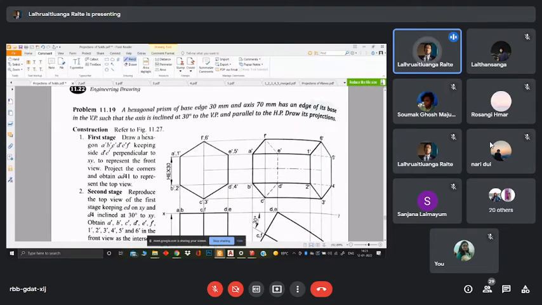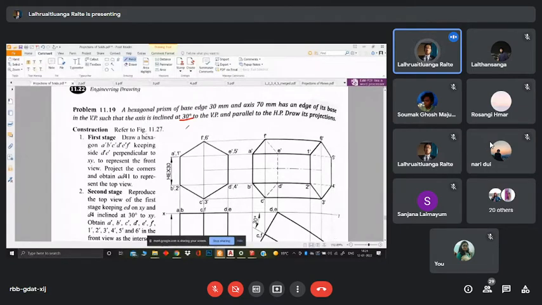So that means that the base itself is parallel to the VP. And the axis is inclined at 30 degrees to the VP. So when we have an axis inclined at a certain degree, we are going to consider it as perpendicular to the VP in our first stage. Always. We are going to assume it to be perpendicular in the first stage, and then we are going to incline it to the actual angle in the second stage.